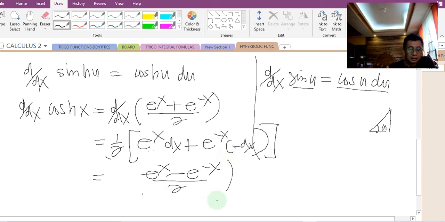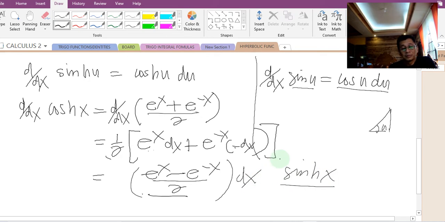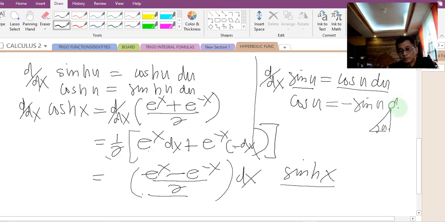And what is this? What is this? This is equal to sine hx. Yung kanina, di ba? Yung value niya. Therefore, magbabaliktad lang yan. So, yung derivative daw ng cosine hu is equal to sine hu du. Now, yung sa trigonometric function, it is negative sine u du. Okay, so yan lang ang pagkakaiba ng dalawa. Ito negative, ito palaging positive.